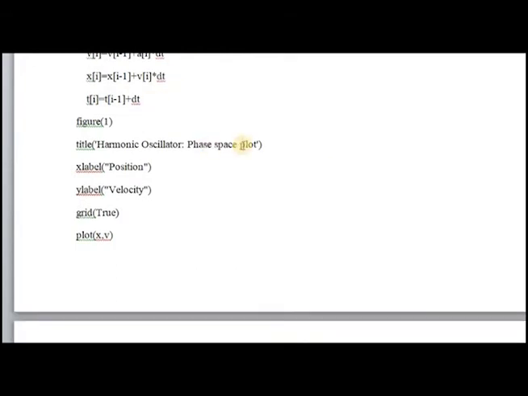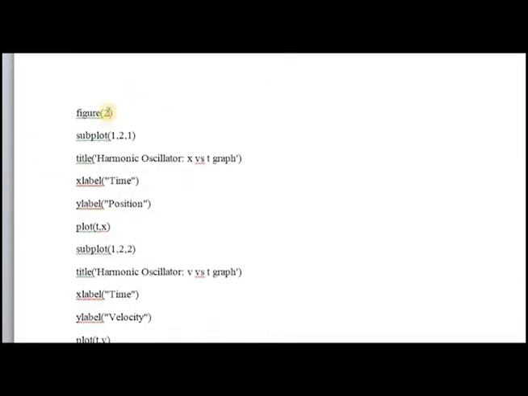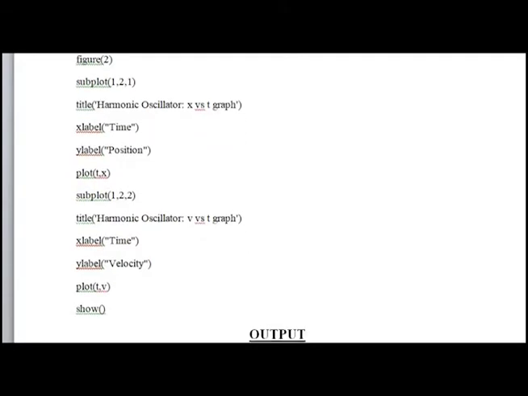Now we'll draw the first graph, that is figure 1. It is a harmonic oscillator phase space plot, and it is a plot between position and velocity. Grid true means you will get horizontal and vertical lines as it is there in graph paper, and we'll give plot x v. And the next figure is figure 2, and in that figure 2 I have included subplots. Two plots are there, that is 1 2 1, that is 1 row 2 columns, and the first one is the position time graph, and the second subplot is the velocity time graph, which you can just give as 1 2 2, or you can draw it as you wish.